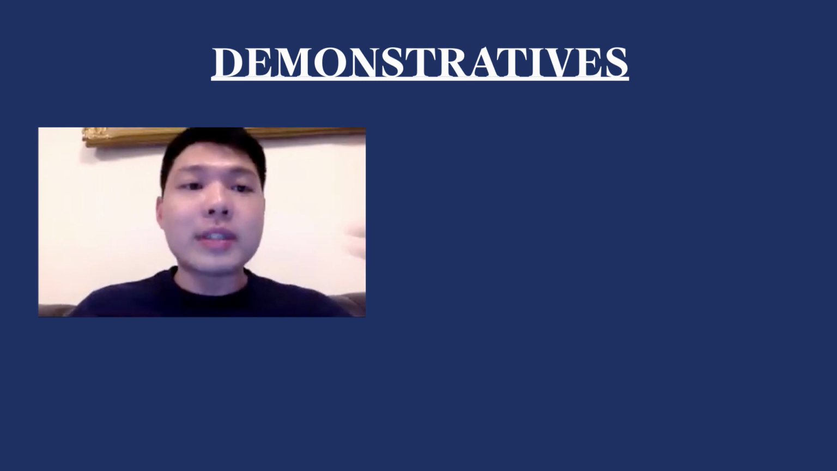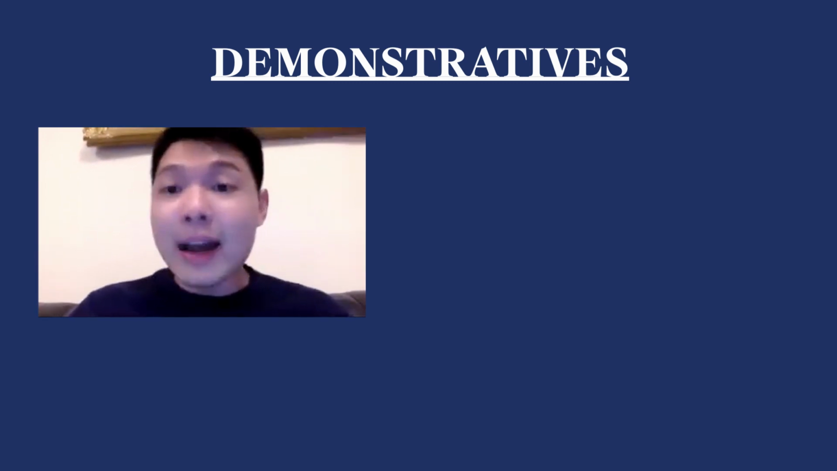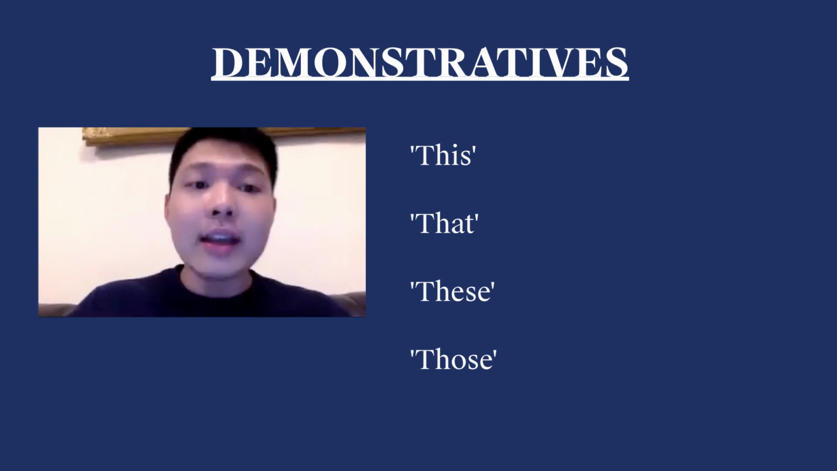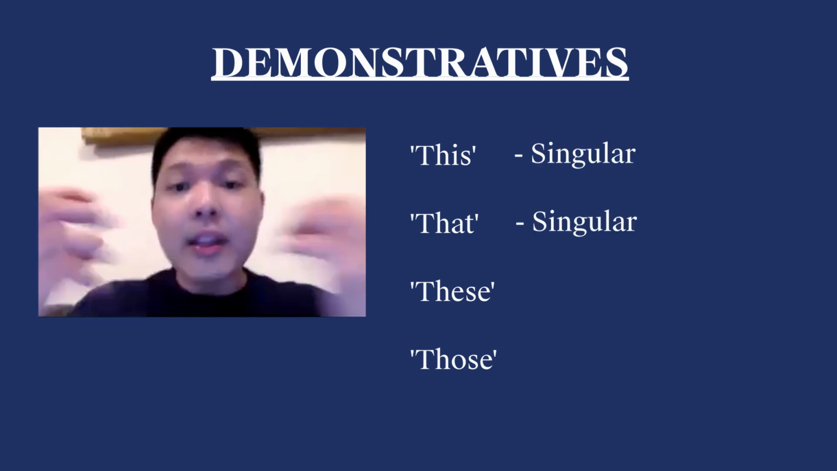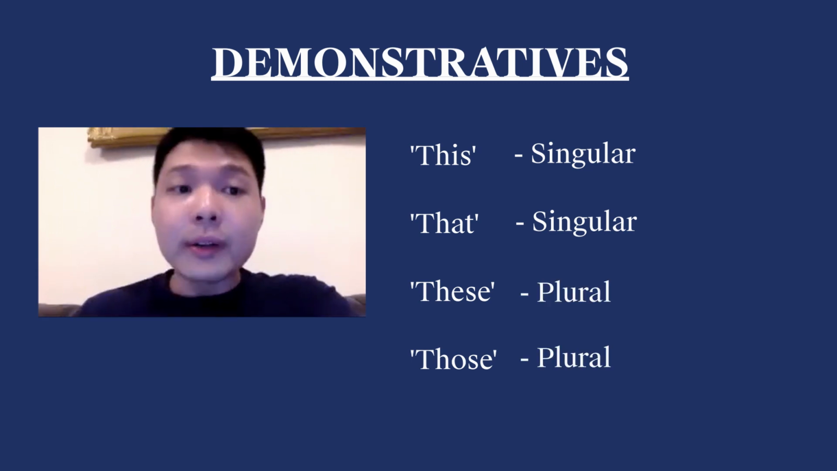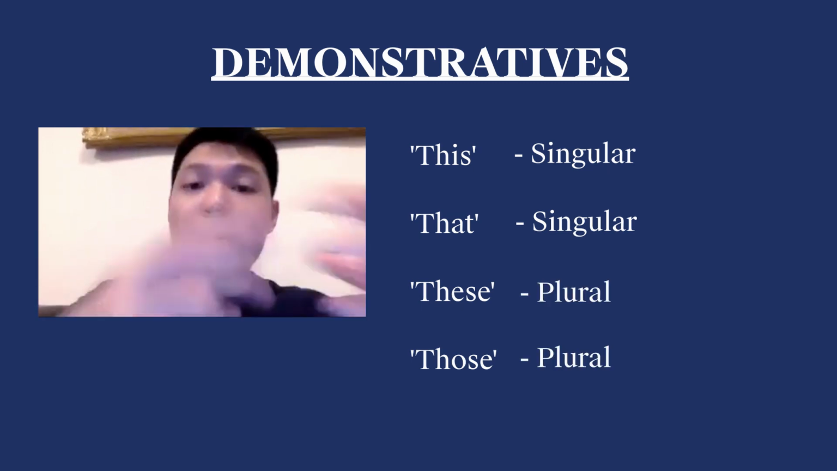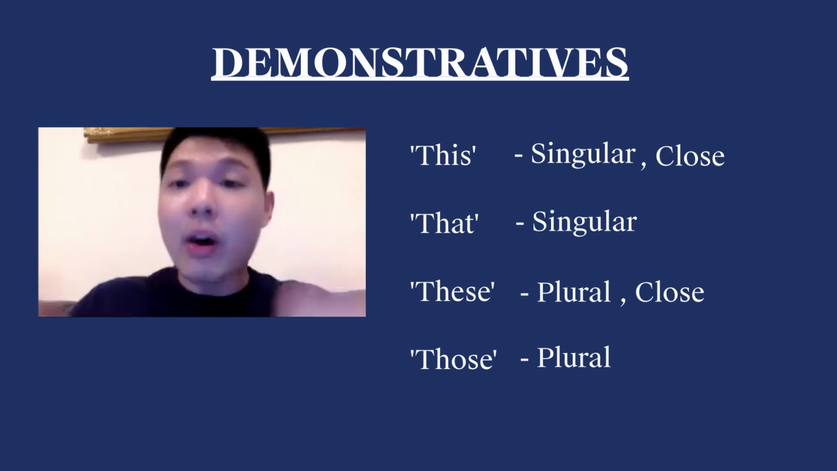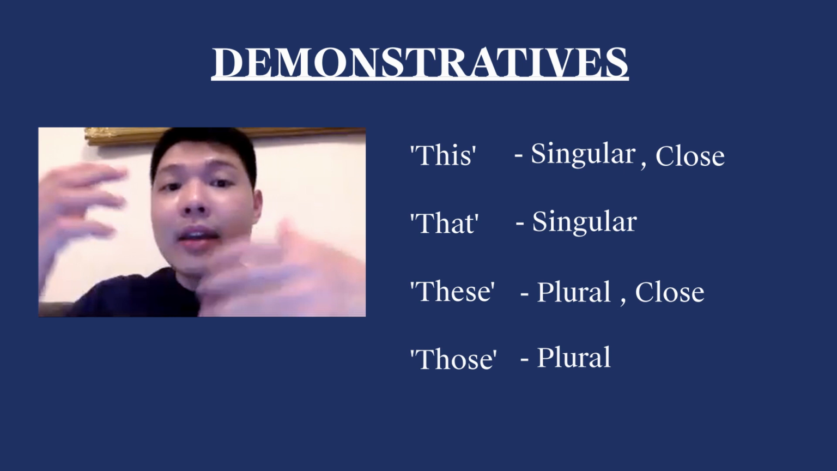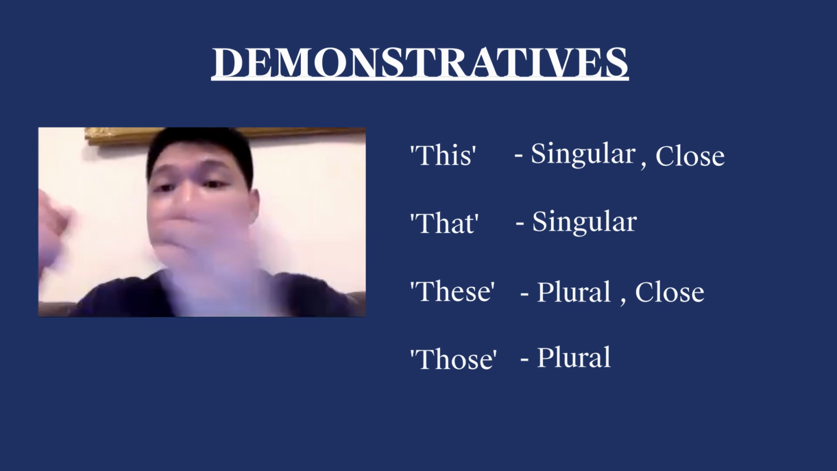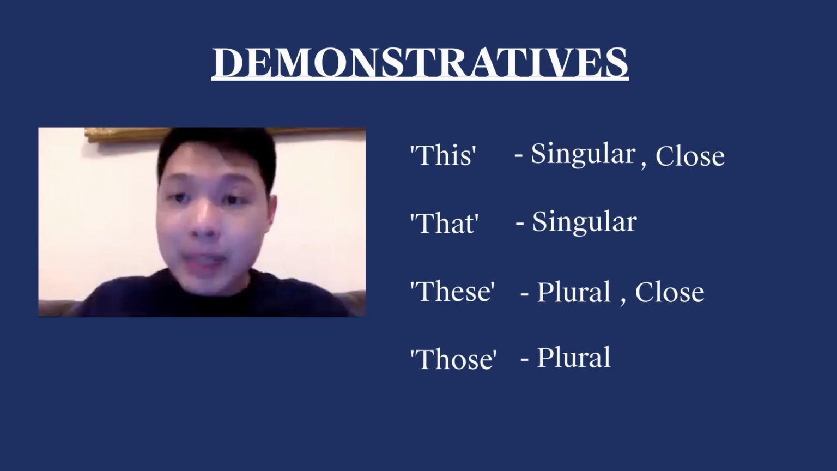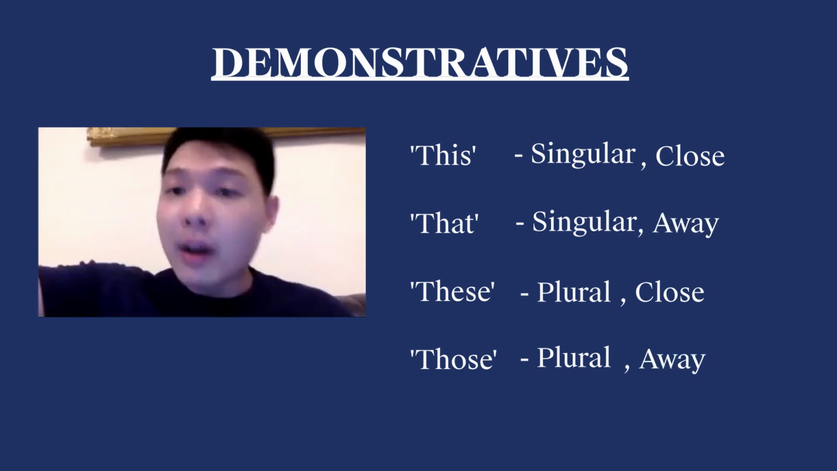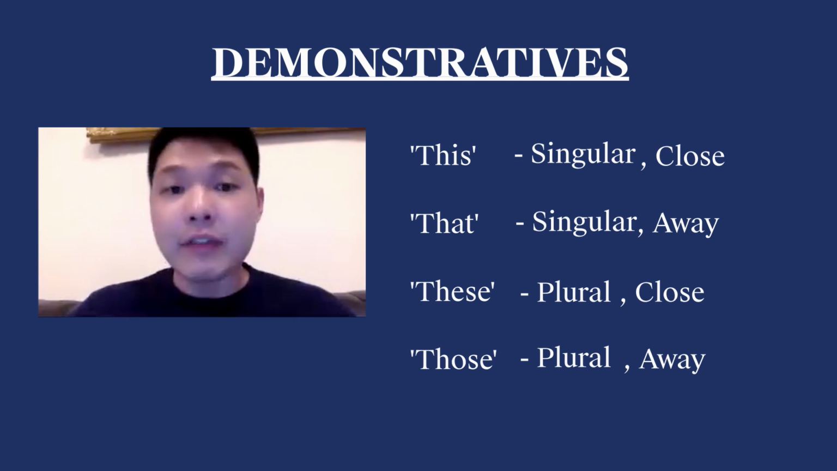Then we move on to demonstratives. All right, what are they? It's just this, that, these, and those. All right, this and that are singular. These and those are plural, right? And this is always referring to something that is close to you, close to the speaker, or where the speaker is at. Same goes for these, referring to something near you, all right? That and those, referring to something away from you. Okay, that's an easy way for you to remember.